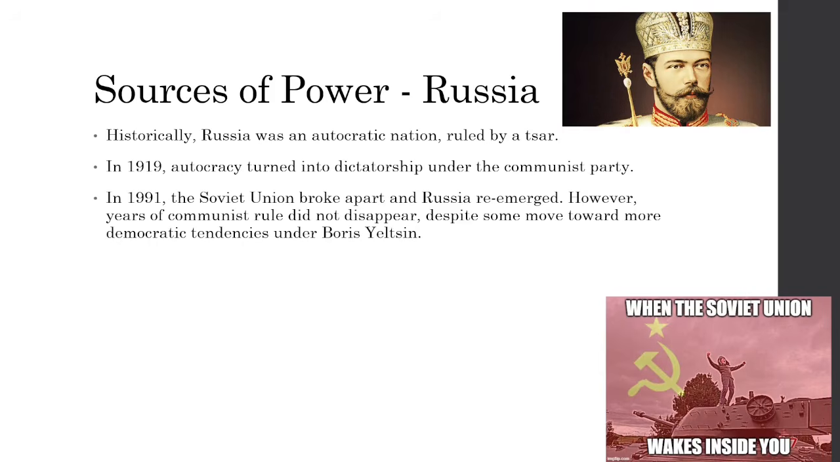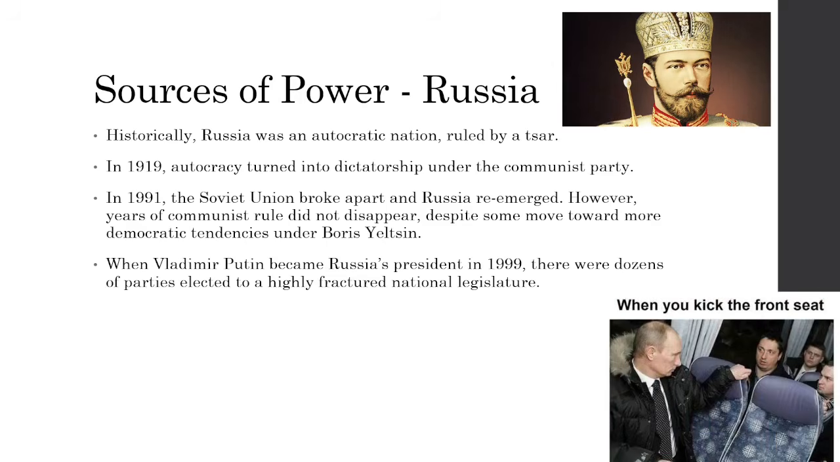However, the years of communist rule did not disappear. They did not just disintegrate because Russia was Russia again. There were some movements towards democratization and democracy in Russia under Boris Yeltsin, particularly with the implementation of the election processes. But when Vladimir Putin became Russia's president in 1999, he kind of took a step back.